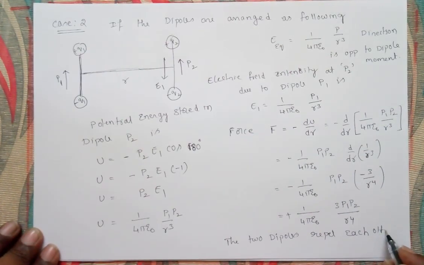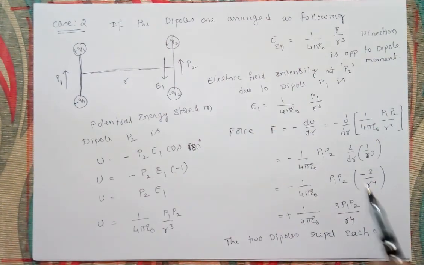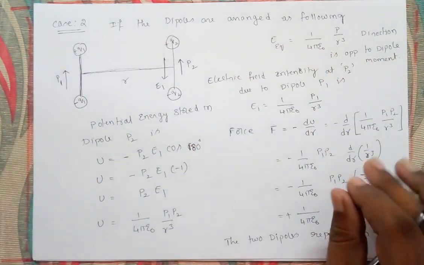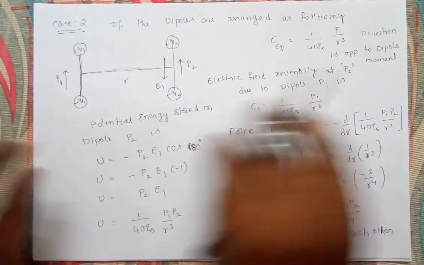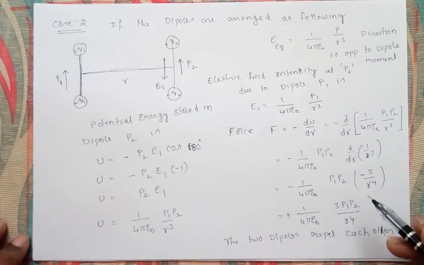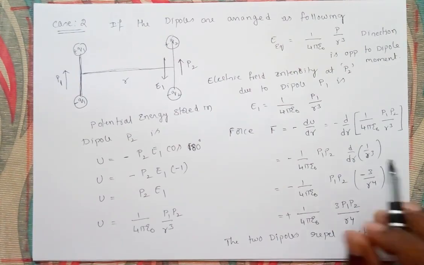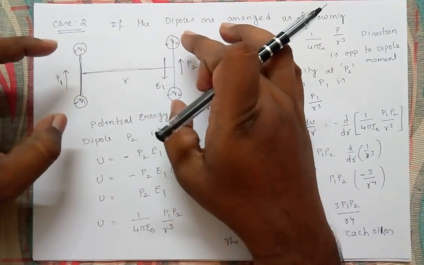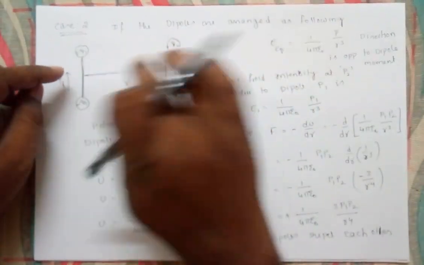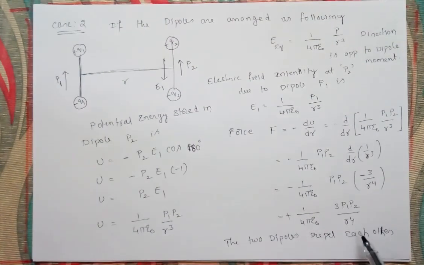So you understand one thing: if the electric dipoles are placed along a line, then the electric force between them is 6 p1 p2 by r power 4. But if the dipoles are arranged like this, then the force between them is 3 p1 p2 by r power 4. So observe the difference.